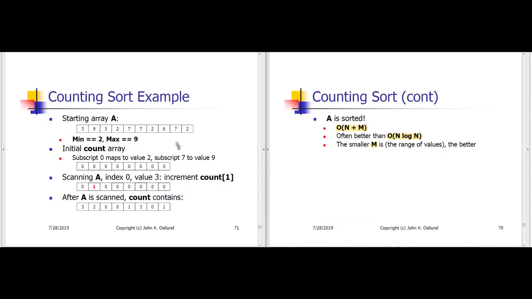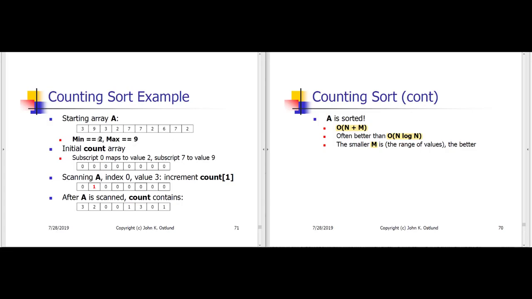All right, so let's step through an example starting here on slide 71. We've abandoned our Flugelland volumes because in this case I do want to look at an array that does have some duplicate values in it. Here's our input array A. It has 10 values in it, 3, 9, 3, 2, 7, 7, 2, etc. And first we're going to scan through this looking for the minimum and maximum values.